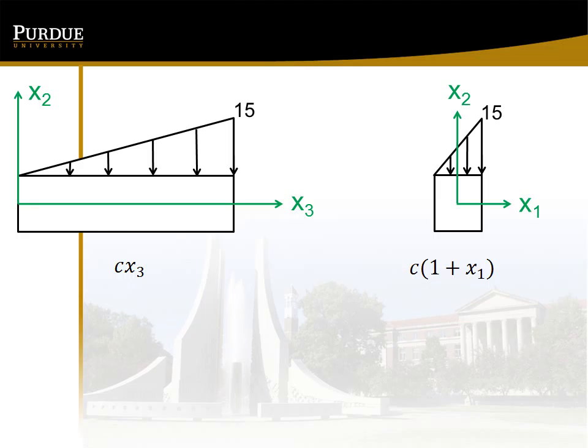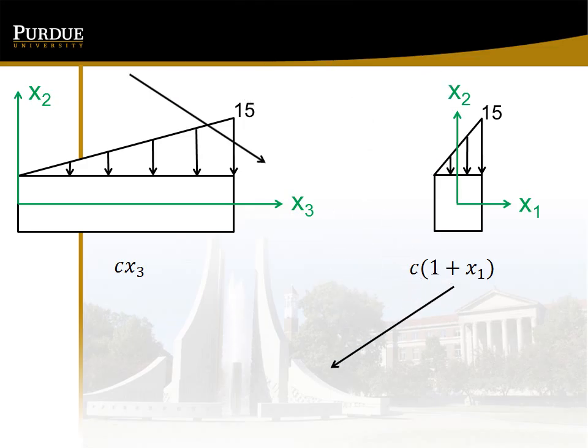Now we'll move on to the right side of the image, which is the x2, x1 direction. Again, we can create another function for the loading, which is c times 1 plus x1. Now, it is 1 plus x1 because x1 is taken about the centroid of the beam. And when x1 is negative 1, we get that function to go to 0, which means the force is 0 when x1 is equal to negative 1.